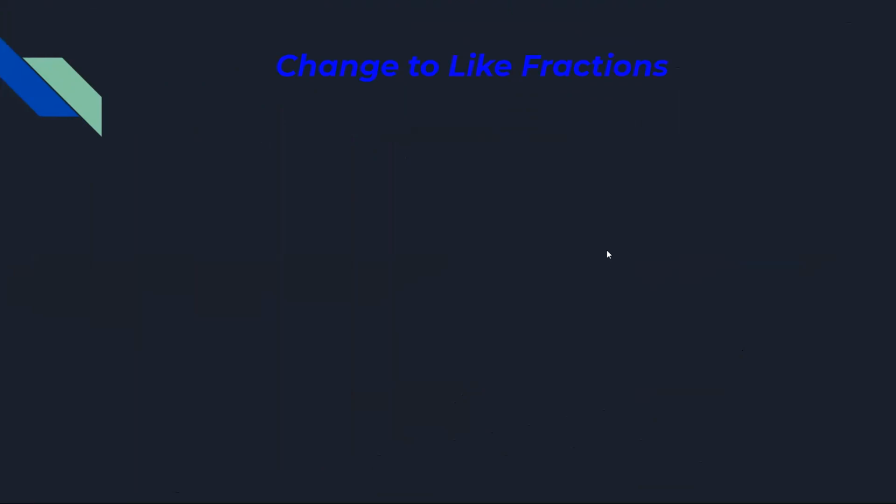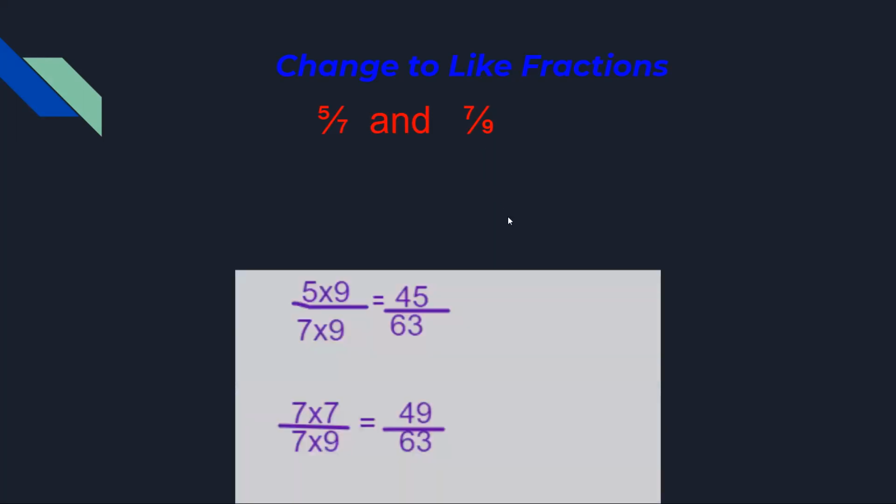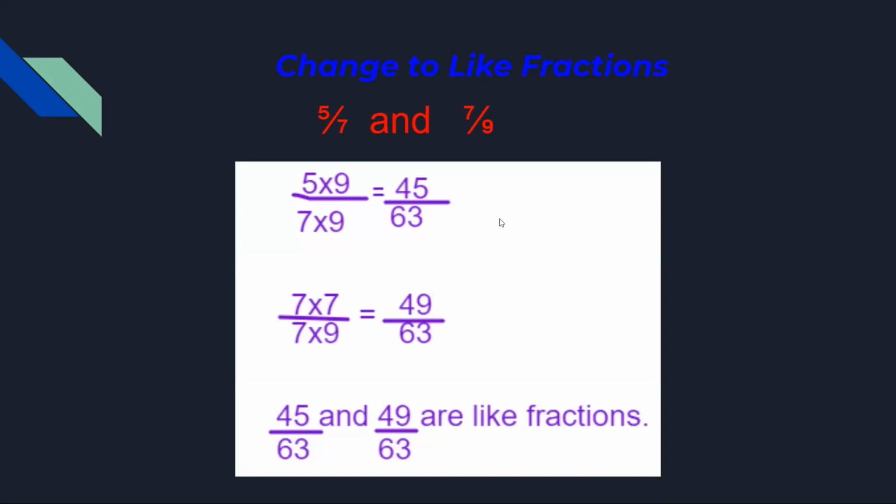Let us take some examples to understand it better. Change to like fractions. If the fractions are not like, we can change them into like fractions. How will we change them? The sum is 5 upon 7, 7 upon 9. See, here on one side the denominator is 7 and on the other side the denominator is 9. That means both are not like fractions. So how will we change them into like fractions? By the method of cross multiplication with the denominator.